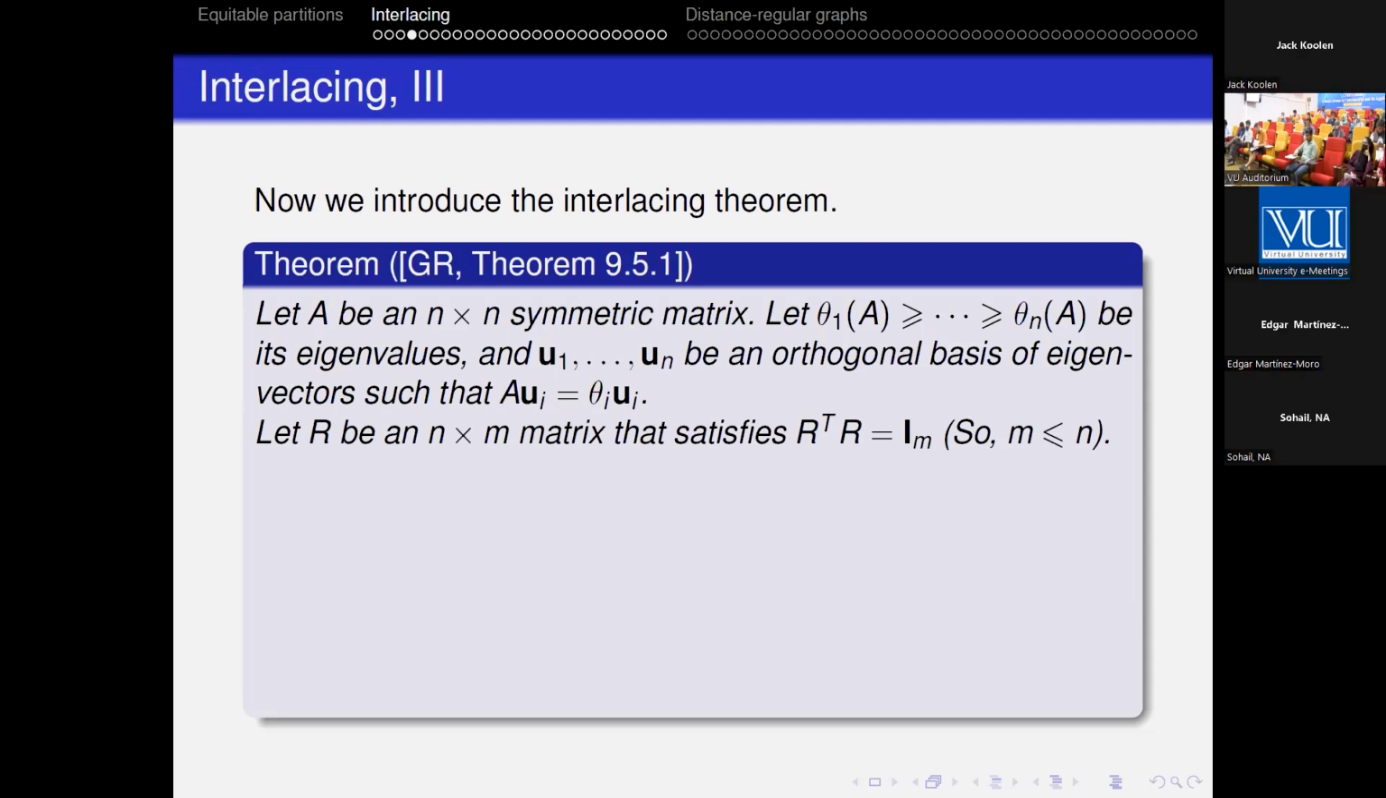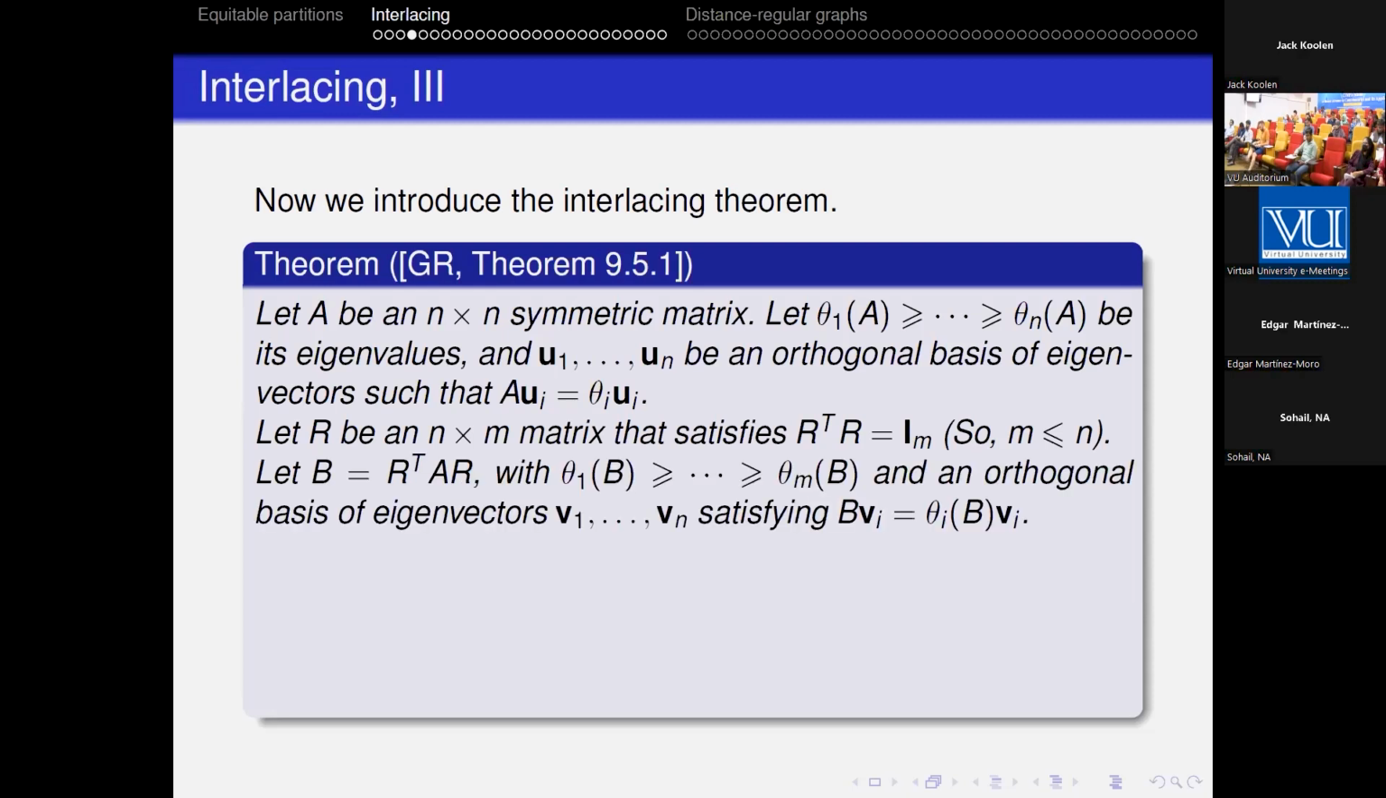Now we look at a matrix R such that R transpose R is the identity matrix of order M. Then we look at the symmetric matrix B, which is R transpose A R, with M eigenvalues, of course. M is less than or equal to N, because otherwise R transpose R cannot be I_M, since it is an M by M matrix. If that has rank M, then N has to be at least M.